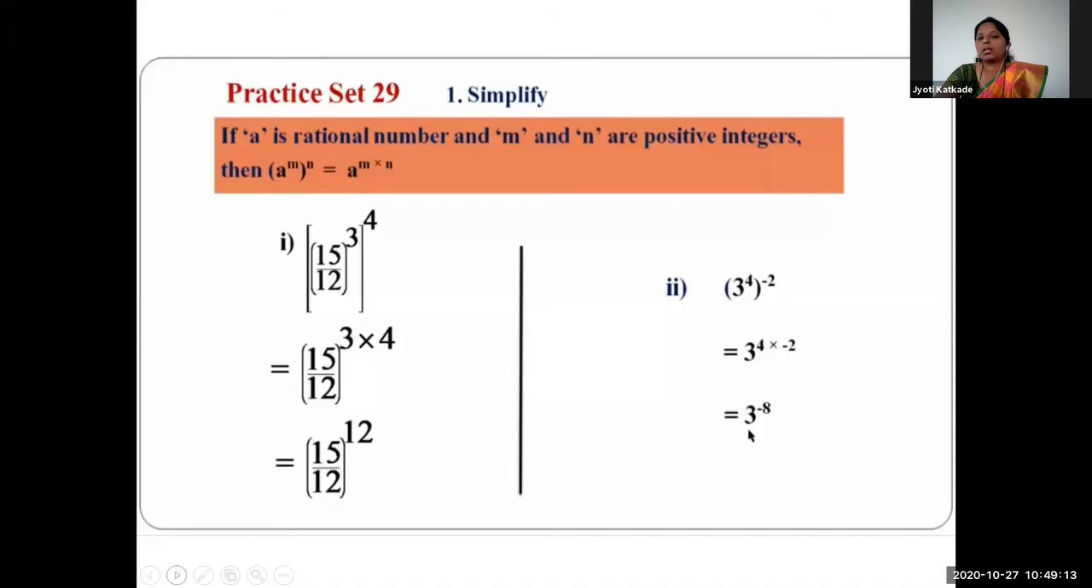First example is 15 divided by 12 bracket raised to 3, again bracket raised to 4. Okay. According to our rule, take multiplication of power. So take 15 upon 12 bracket raised to 3 into 4. 4 3s are 12. Okay. So 15 divided by 12 bracket raised to 12. All of you understand this example? How we can solve it?